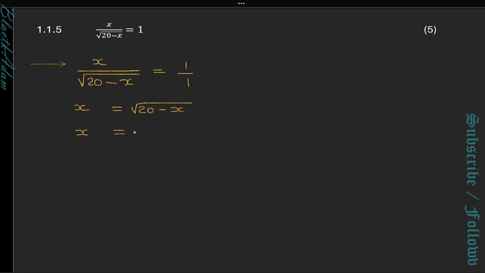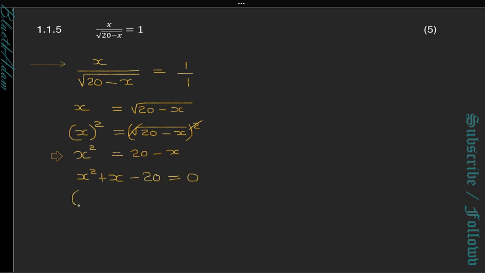And then we have to square both sides. So we square the root of 20 minus x, so the root cancels, and we have x squared equals 20 minus x. Then we take x to the left, it's positive, and 20 to the left is going to be negative. The sign changes as you transfer from one side to another. Factoring that, we have factors of 4 and 5, so it's going to be positive 5 and negative 4.